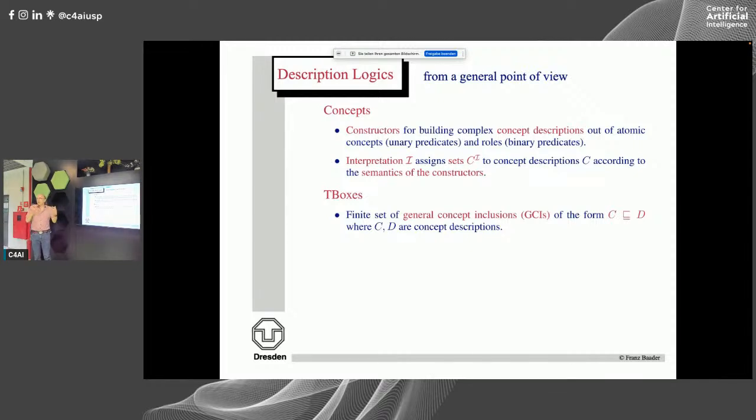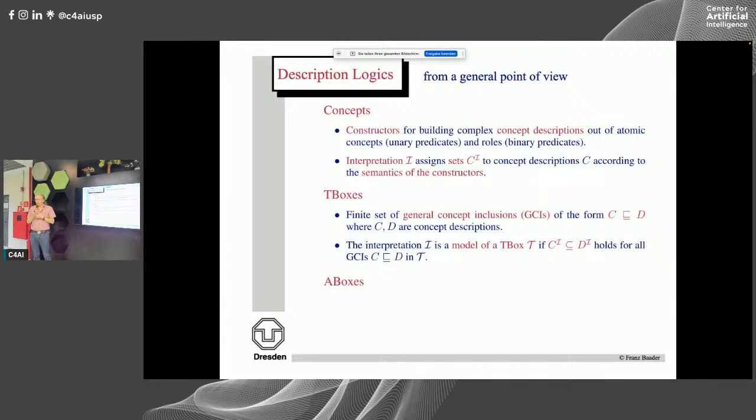And so they are just of the form C contained in D, where C and D can be arbitrary concept descriptions. And remember, the semantics gives us for every concept, if I have an interpretation, a set. And what does C contained in D say? Well, it says that I want interpretations where C^I is contained in D^I. And the interpretations that satisfy this we call models.